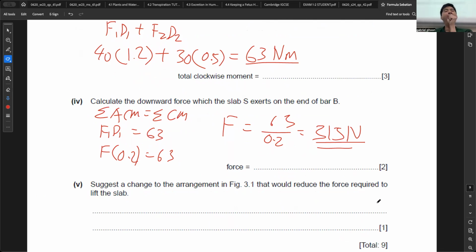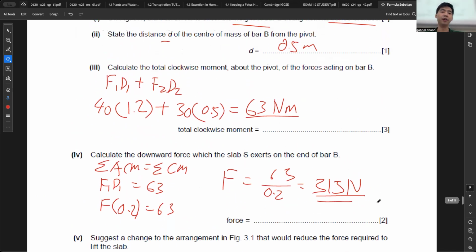Okay, last question. So just a change in arrangement 3.1 that will reduce the force required to lift the slab. Right now, 315 is too much. I want to make it smaller. What should I do? Use the longer one? So the force is applied further from the pivot. Yes, the keyword is it should be applied further from the pivot.